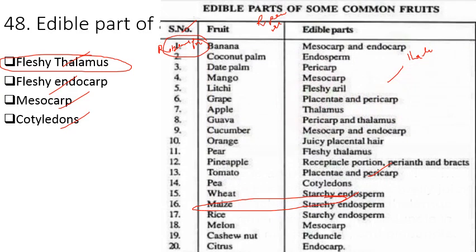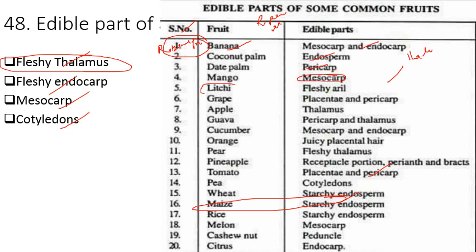We have some fruits in which we eat certain parts, like banana. In case of banana, the edible part is mesocarp and endocarp. In coconut palm, we eat endosperm. Then we have date palm, that is pericarp. In mango, we consume mesocarp, which is the edible part.